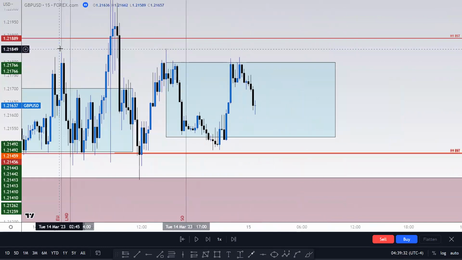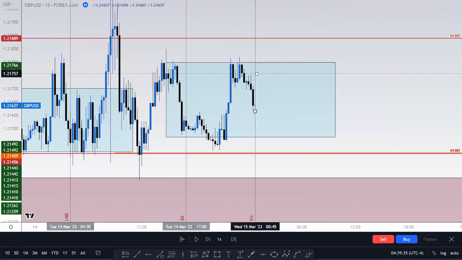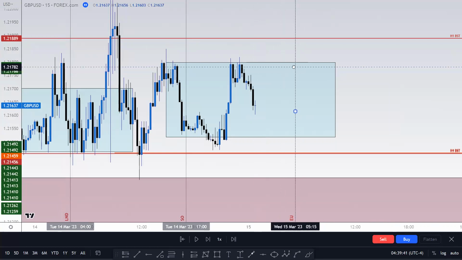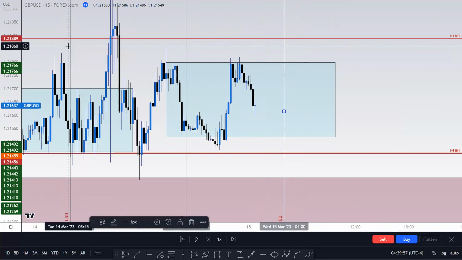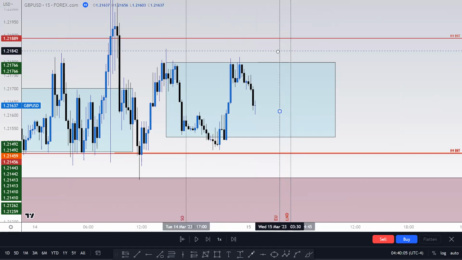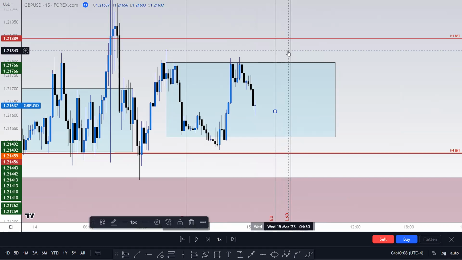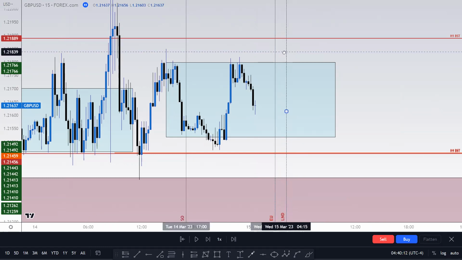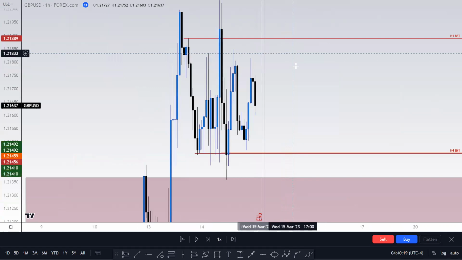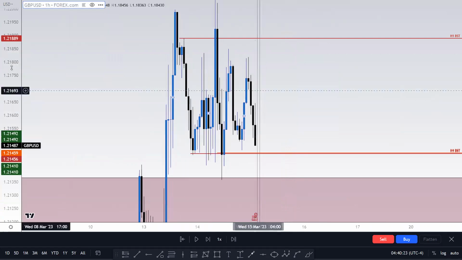So again, I'm just going to pull these lines forward just to indicate the open of the European session, which is at, one second, just pull this forward a bit more. Sorry about my laggy laptop. I don't think I've switched it off for the whole week, that's why it's lagging around for a bit. Right there. And then I'm going to move this. Let's go to the 1 hour. There we are.